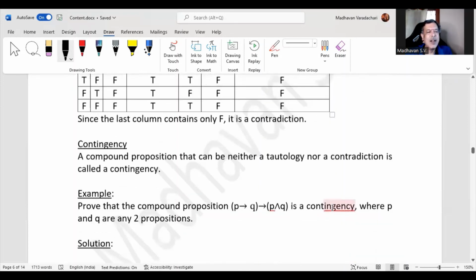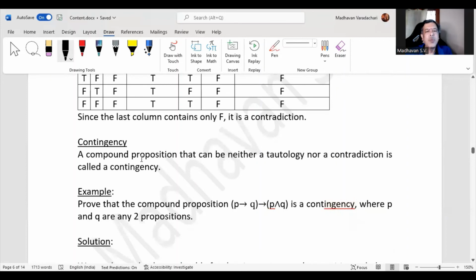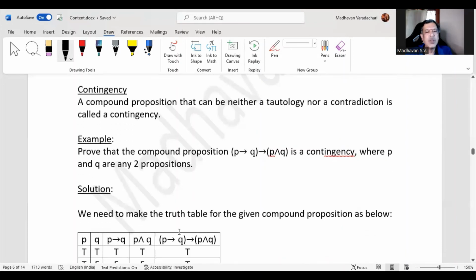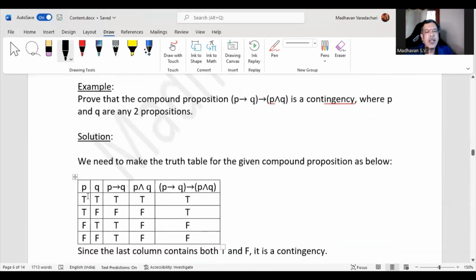Then comes contingency. A compound proposition that is neither a tautology nor a contradiction is called a contingency. To understand this, let us consider this example. Prove that the compound proposition P implies Q, whole thing implies P and Q, is a contingency, where P and Q are any two propositions. So we are going to make a truth table again, having all possible values of P and Q.